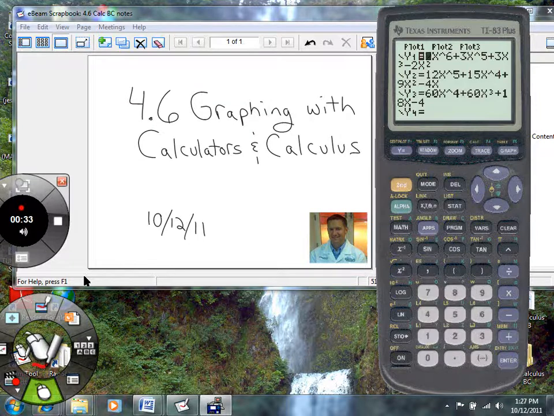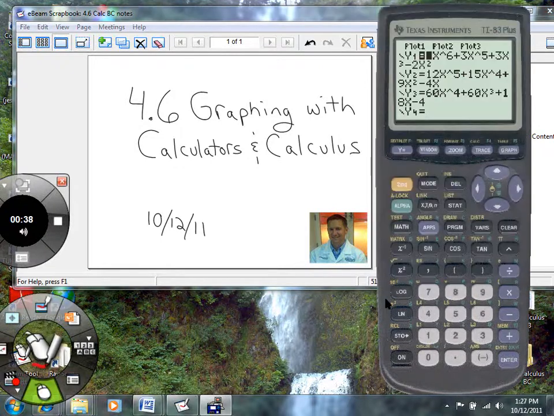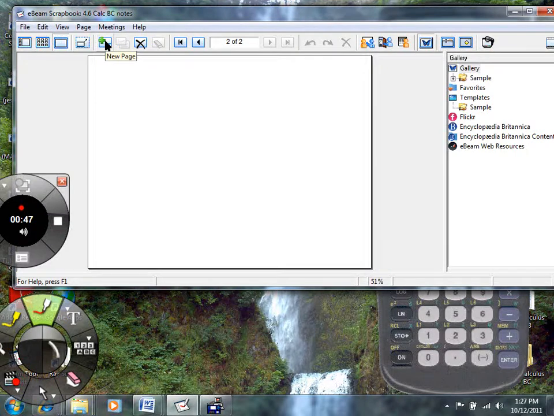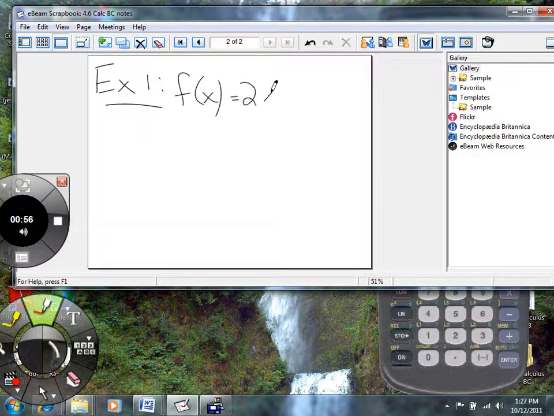Okay, so I'm going to go small screen so that I can fit the calculator here. All right, so let's start with the function. Let me actually write it here. So let's go example 1, and let's graph f of x equals 2x to the 6th plus 3x to the 5th. So we'll just enter that into your calculator.